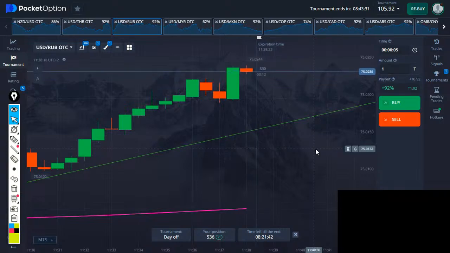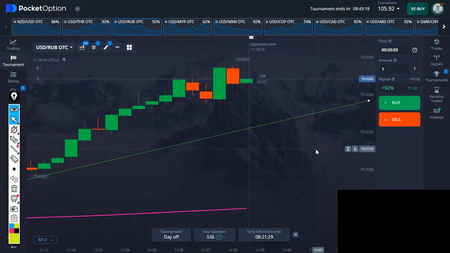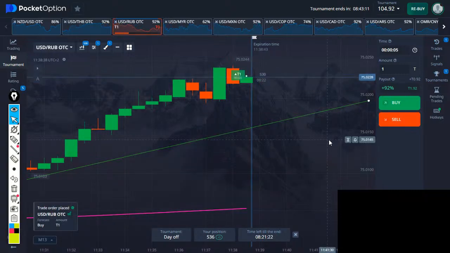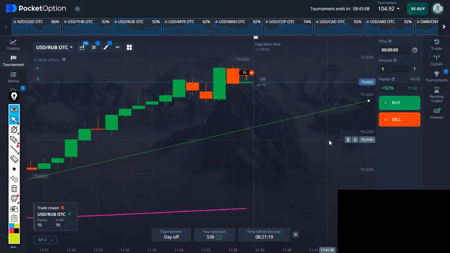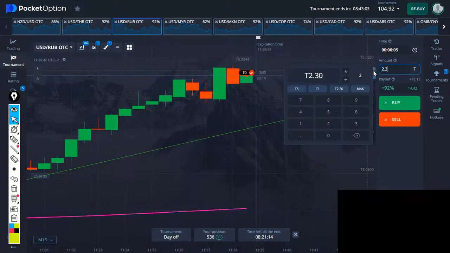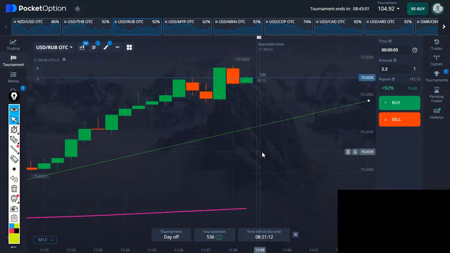So the strategy is very straightforward, you know. However, adding a few technical analysis to it can decently increase your earnings and decrease your risk exposure to the market. So we have green, go for a buy. A bit late on this one since I was talking to you guys. Was a bit late. This should have been a win. So 2.3. We add the trade amount.